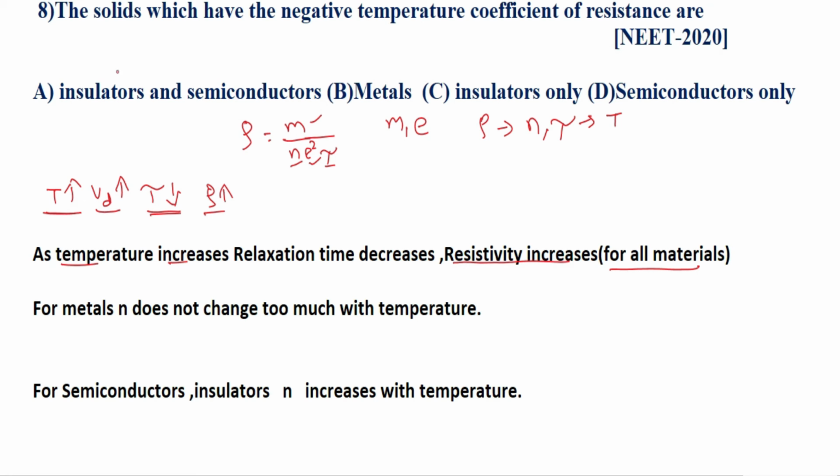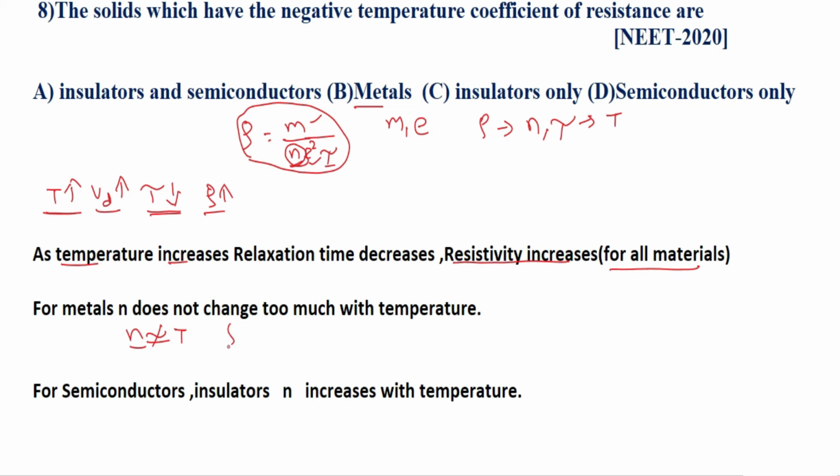Okay. Now let us go to the case of metals. In the case of metals, what happens? The value of N is almost independent of temperature. That is, the charge density doesn't change with temperature. Means I can take like this, that is, N is constant. Now in this formula, in the case of metals, the only variable is tau.